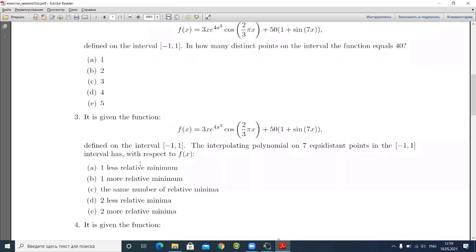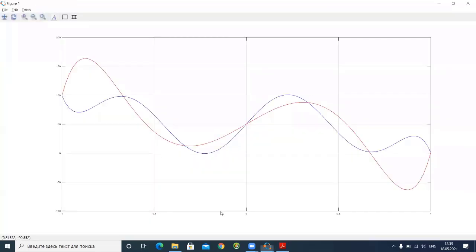The options are: one less relative minimum, one more relative minimum, the same number of relative minima, this is equal to f of x, two less relative minima, or two more relative minima. Which one is correct?